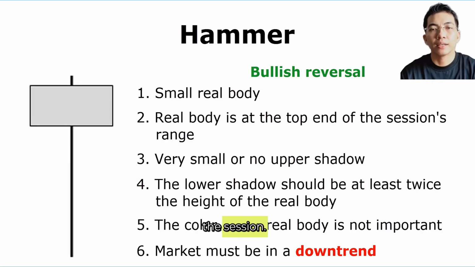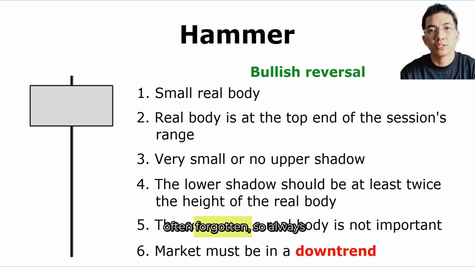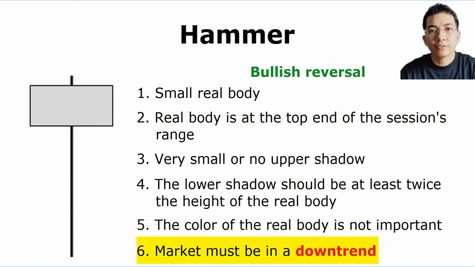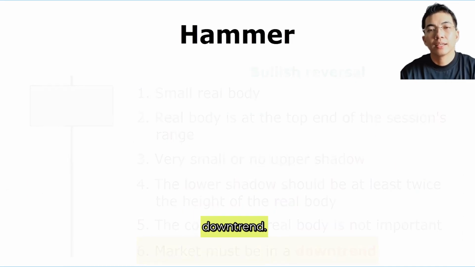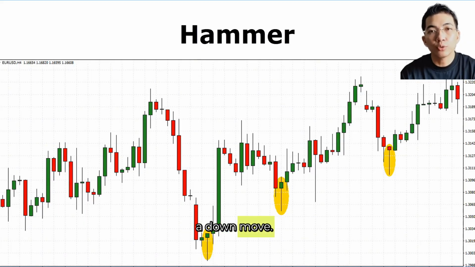Now, the last condition is very important and unfortunately often forgotten, so always keep it in your mind. The hammer is a very strong reversal signal when it appears in a falling market, when there is a clear downtrend. Here you can see 3 hammers appearing after a down move.